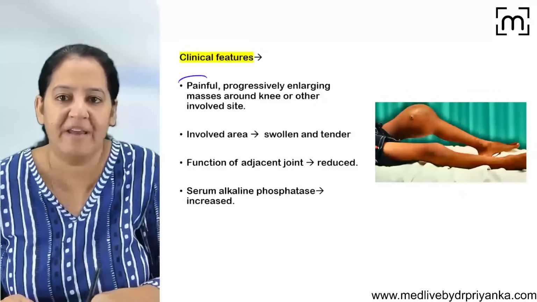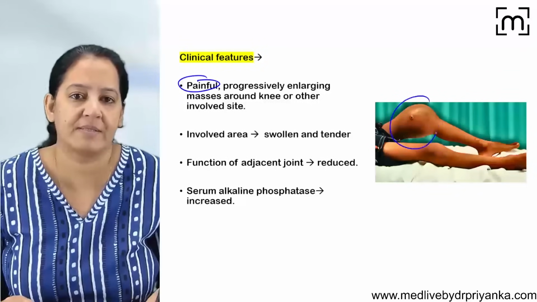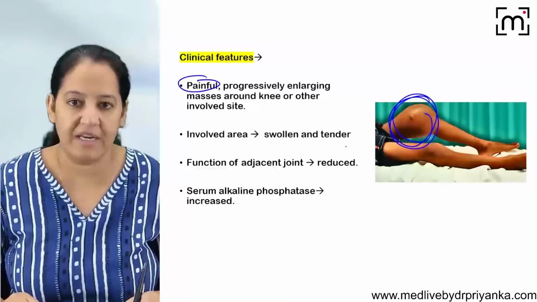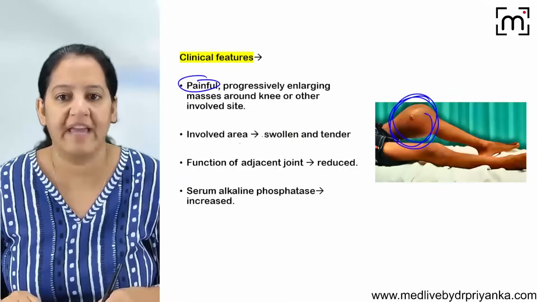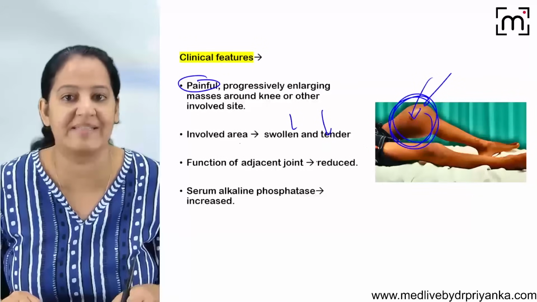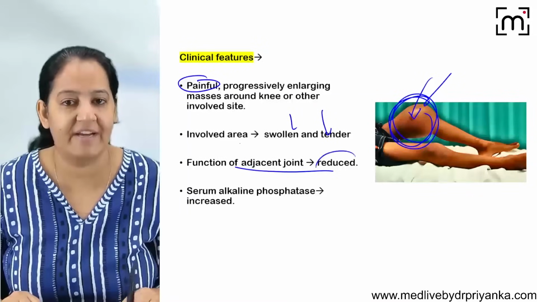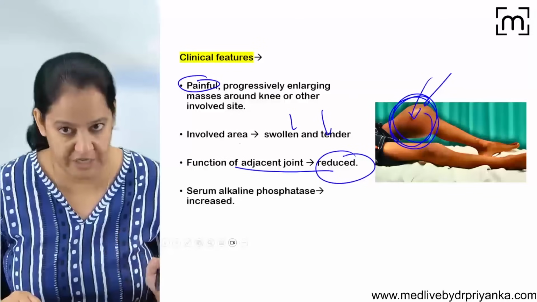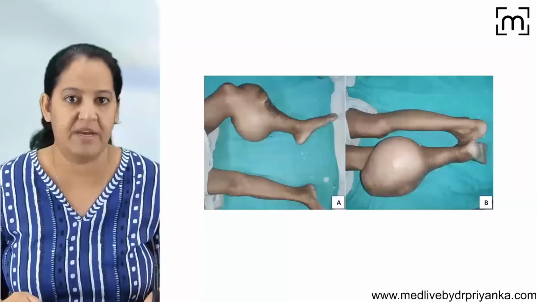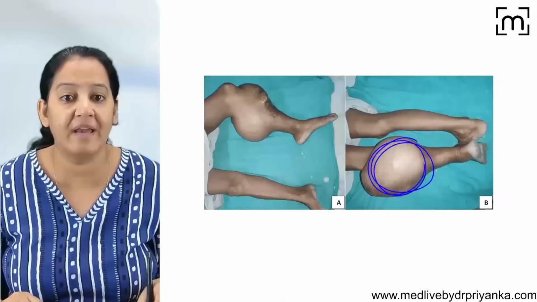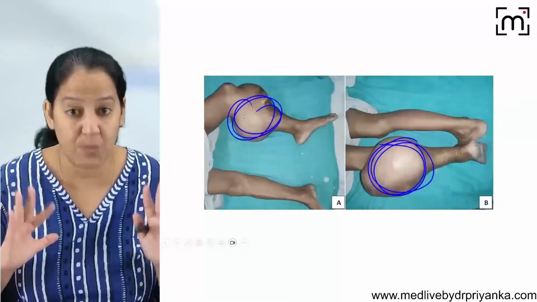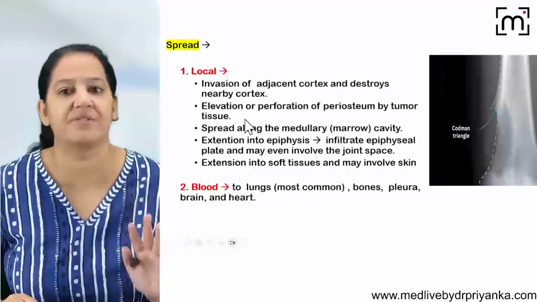Clinical feature, painful mass. Painful progressively enlarging mass around the knee most commonly. So the involved area is swollen and tender. If you touch it, it's highly painful. The joint is affected. The joint function is reduced and serum alkaline phosphatase is increased. So these are the clinical features. You can appreciate the painful enlargement of the mass. It's very painful. It's swollen. It's tender. The joint function is reduced.